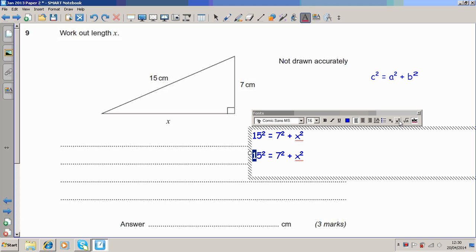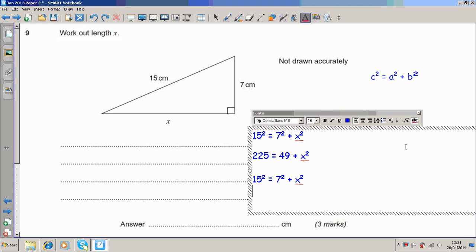So now what is 15 squared? 15 times 15, 225. 7 squared is 49, is x squared. And now the tricky bit is we need to take the 49 from this side, which means we need to take 49 from the other side as well. So I'll take 49 off there, I've got to take 49 off of there.